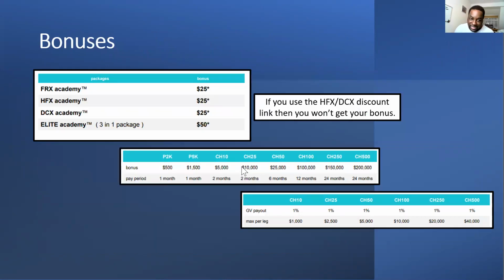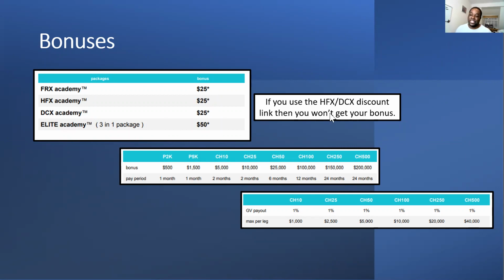Now, bonuses. This is what you love. This is when you see the big bonuses. So when you sign someone up to any pack, once you become an IBO, you've got your 3 people, any additional people you start signing up, you get bonuses for signing them up onto a pack. So when you sign up someone to an FRX, HFX, DCX pack, you get a $25 bonus on top. So this could push your P150 money quicker to you and make it weekly if you're signing people up. If you sign someone to Elite, you get $50.